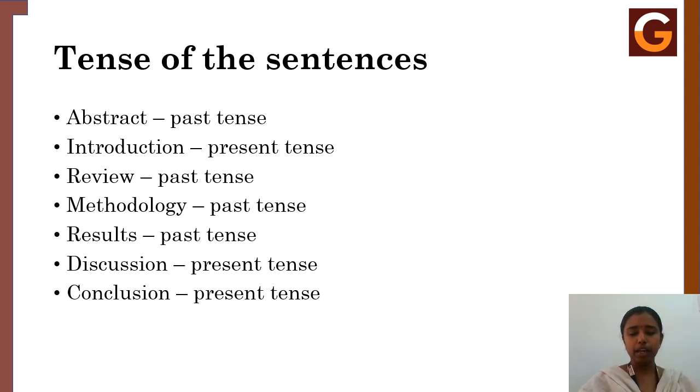And the results. Results, again past tense, because you have collected the results, or you have arrived at a result in the past, and this is just going to be a report. Your research paper is just going to be a report of what you have gathered or collected. So results should also be in the past tense. And coming to discussion and conclusion, these are the two sections in a research paper where you would be using the present tense. So these things should be borne in mind.